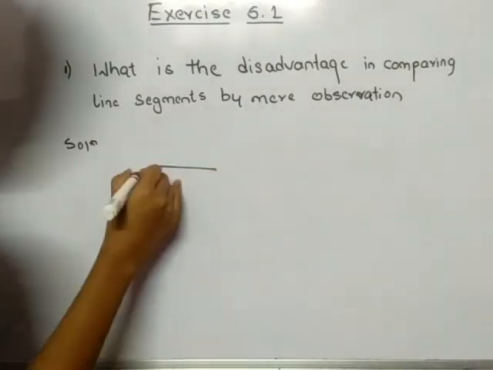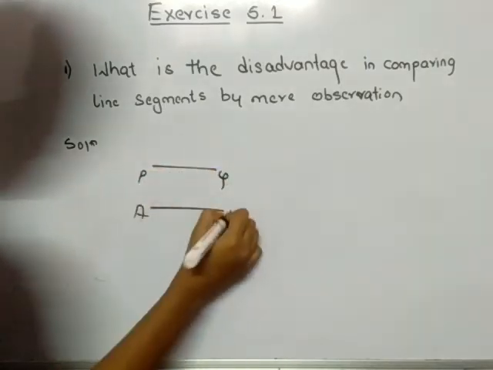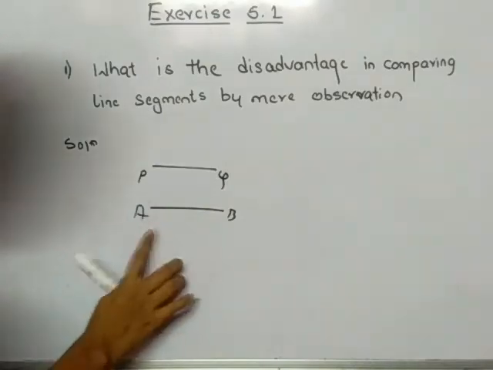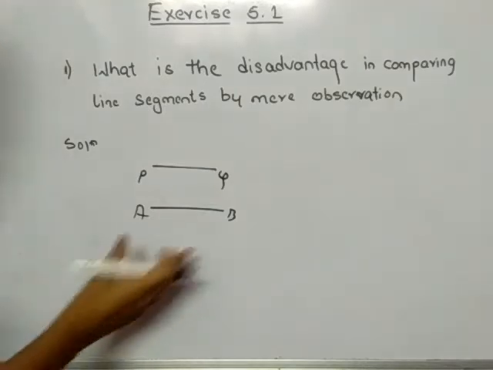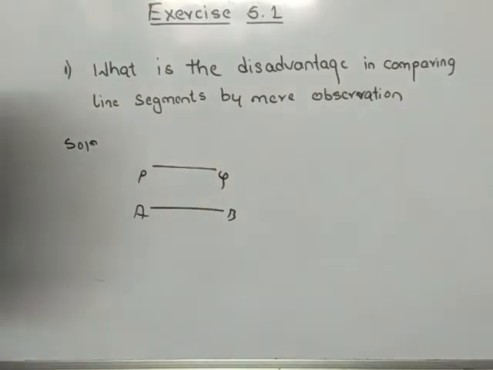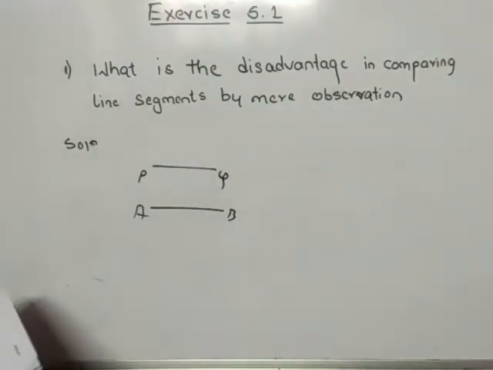If this is the line PQ and this is one more line AB, we can say obviously that the line AB is greater than PQ, but we cannot say the accurate length of any line segment by observation or by viewing. So this is the disadvantage of mere observation. Okay, so we'll write the answer here as chance of error due to, as I told, improper viewing.